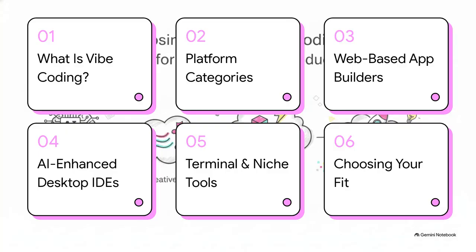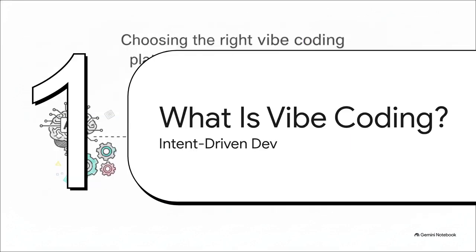So here is our roadmap for today. We'll quickly define what vibe coding actually is, break down the three major platform categories, look at web-based builders, dive into desktop IDEs, touch on terminal tools, and finally, we'll build a highly practical decision matrix so you can choose your perfect platform fit. Section 1.